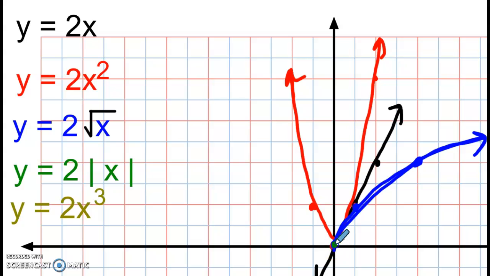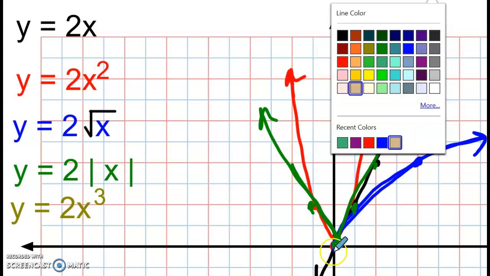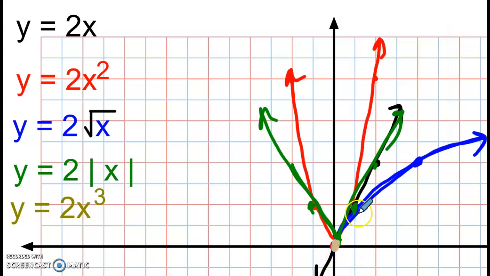2 times absolute value of x. We have 0, 0, 1, 2. Negative 1, absolute value of negative 1 is 1, times 2 is 2. 2, 4. Negative 2, also 4. We get the V, but it's a little bit thinner of a V. Again, stretched towards the y-axis. 2 times x cubed: 0, 0. 1 gives me 2. 2 cubed is 8 times 2, 16. I can't even, I'm off the charts with that. It's the same shape, but really skinny, really towards that y-axis.